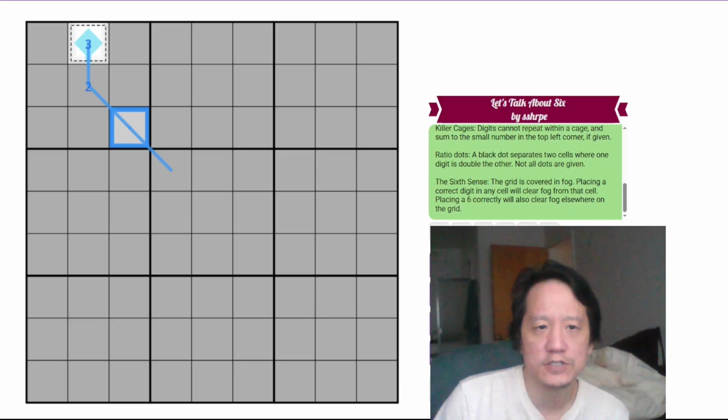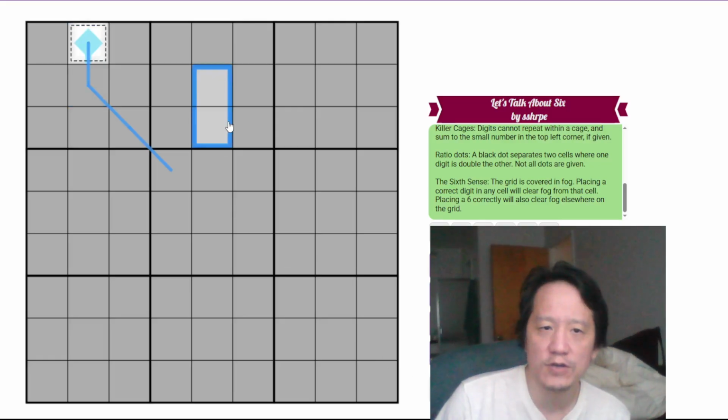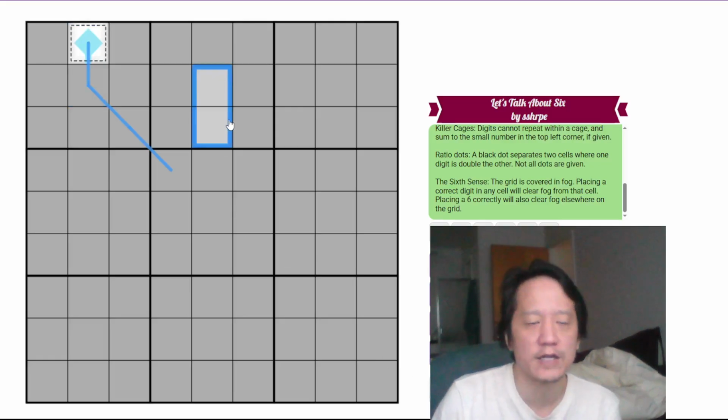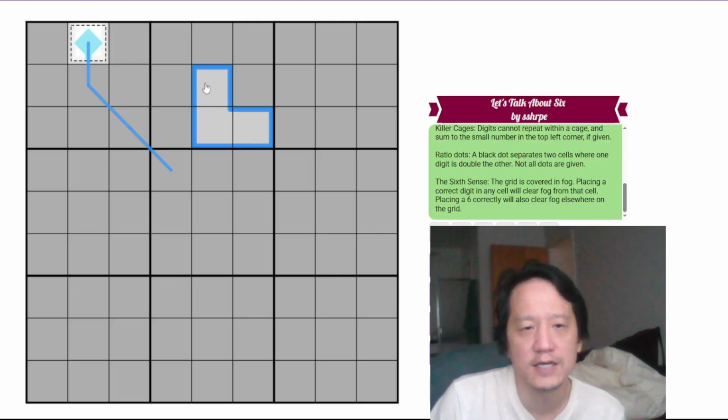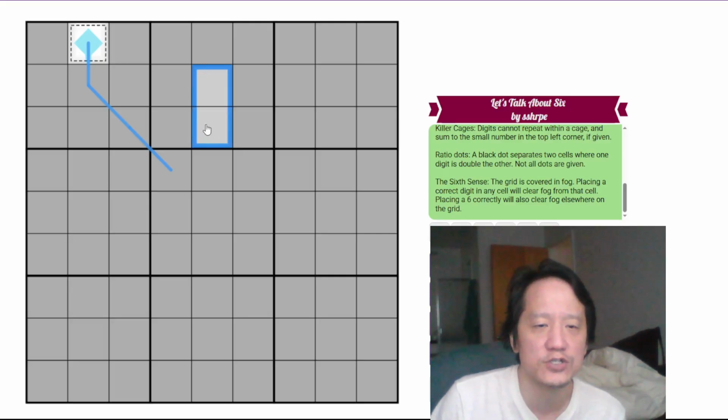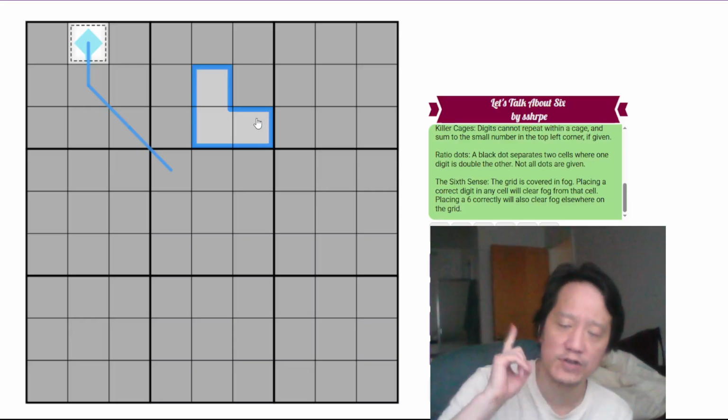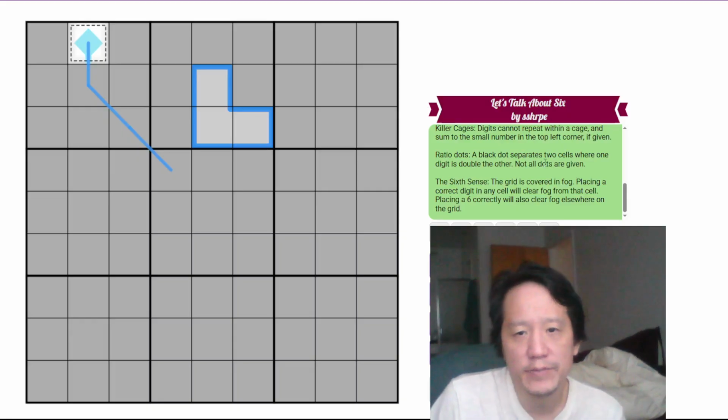Killer cages. Digits cannot repeat within a cage and sum to the small number in the top left corner if given. So you can't have repeats within cages, and the digits in the cage must sum up to what the digit is in the top left corner if there is one. And that's typical killer cage Sudoku.